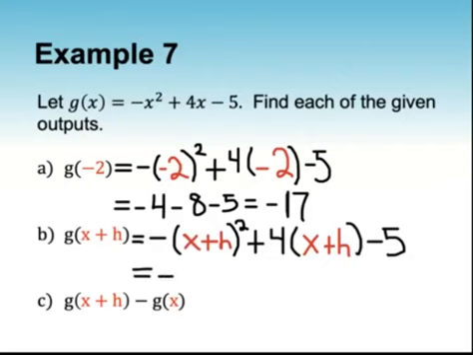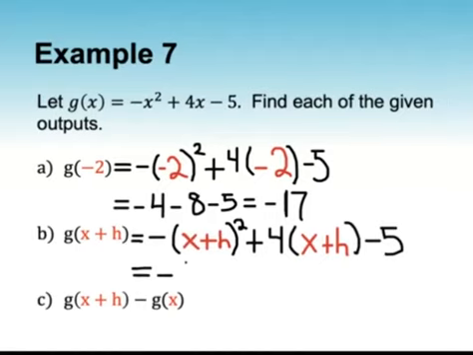So I have negative. We're going to take care of the x plus h squared. So if you want to do the shortcut, you can just do x times x is x squared. And then we have x times h twice. So that's going to be 2xh. Plus h squared.